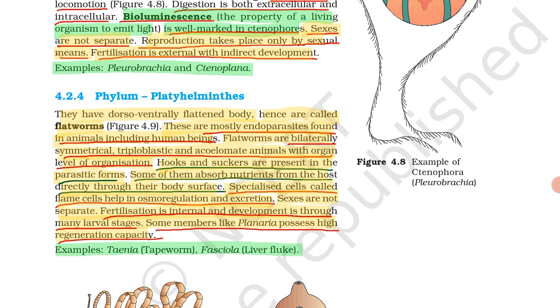The examples are Taenia, the tapeworm, and Fasciola, the liver fluke.